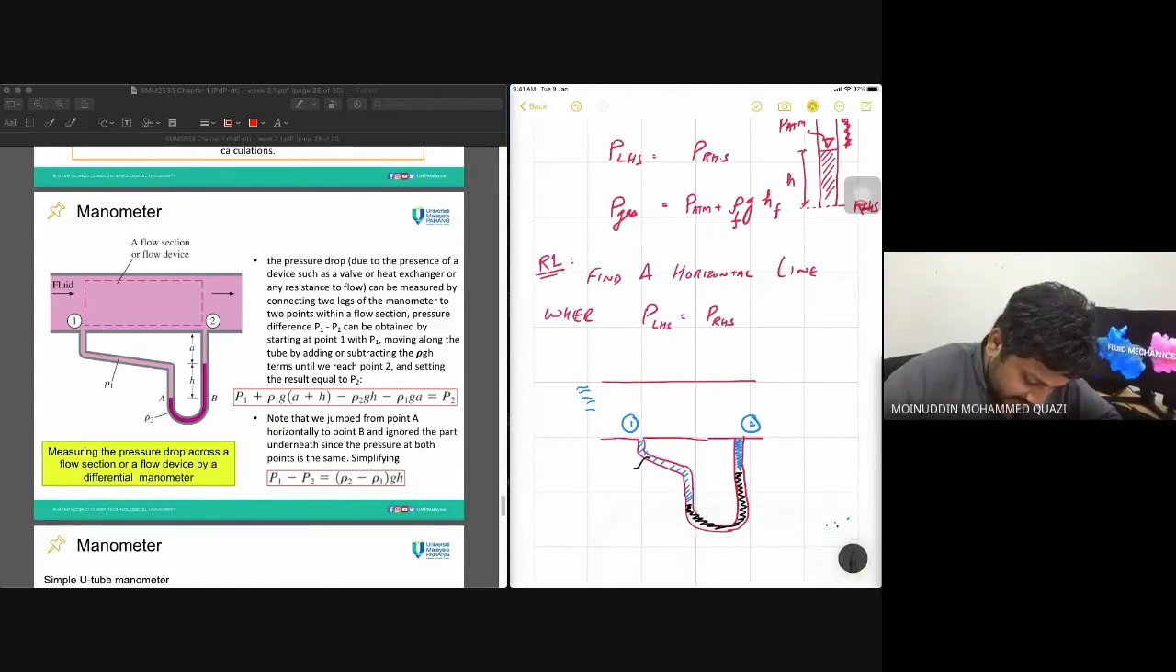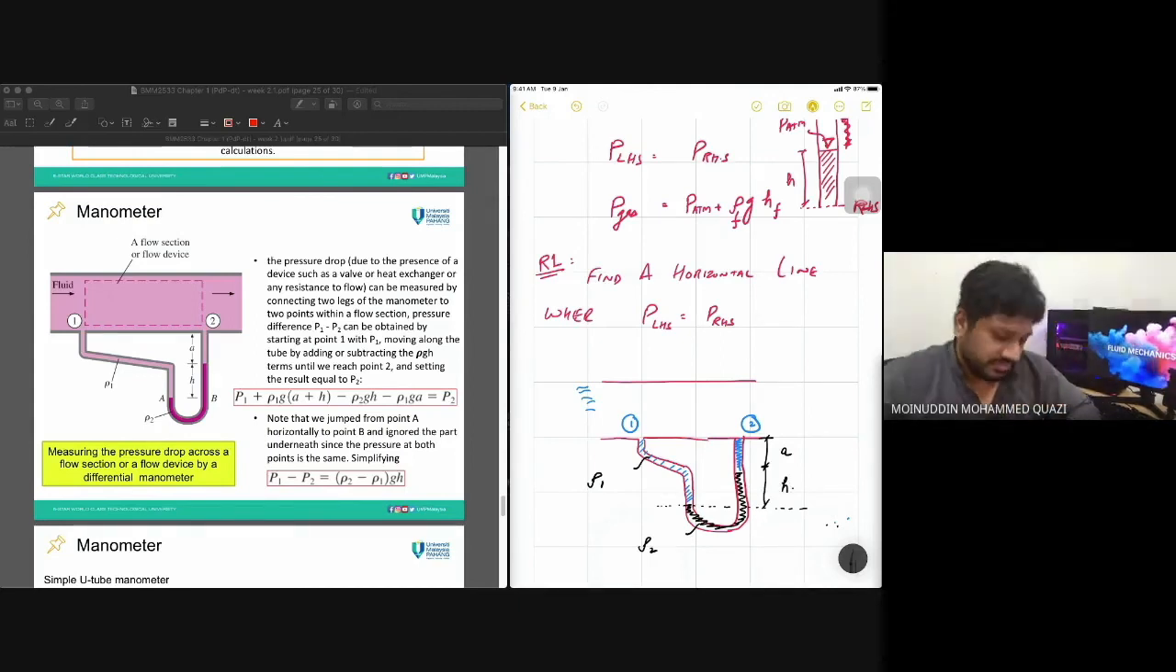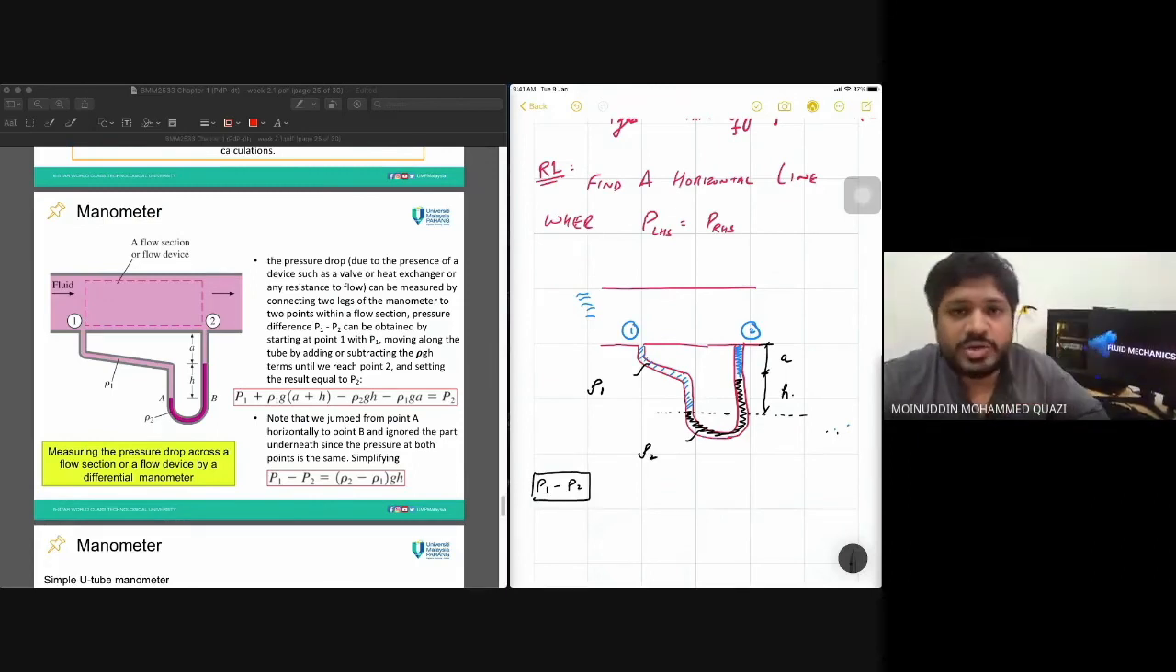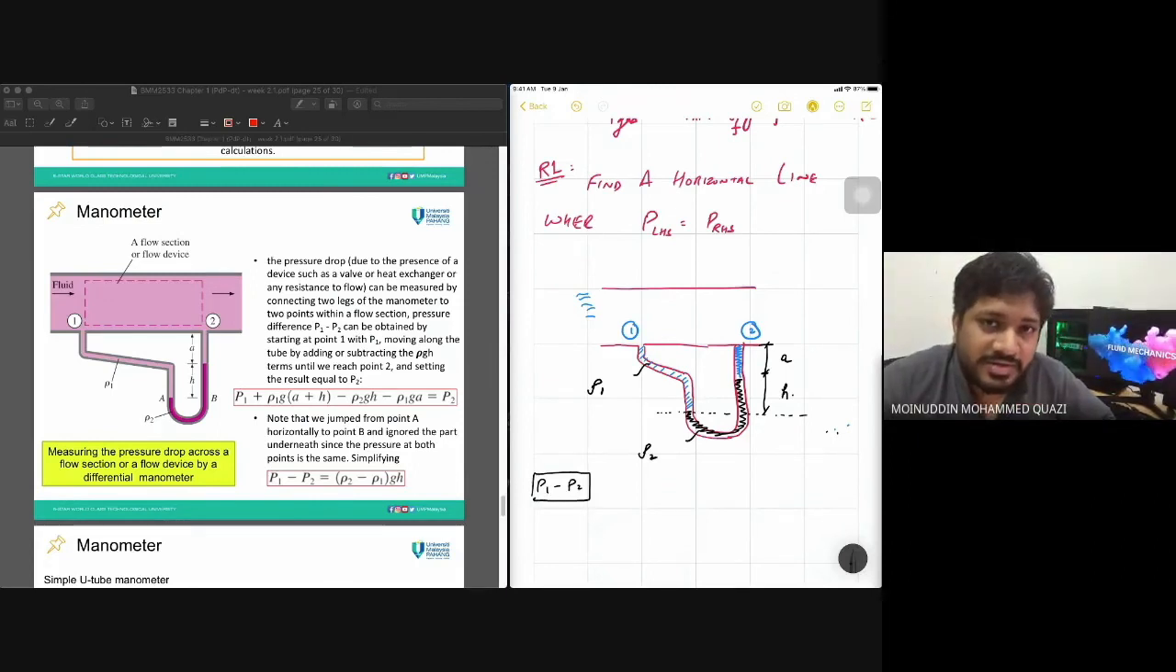This fluid has a density rho 1. This fluid has a density rho 2. The height from here to here is A. The height from here to here is H. Okay. Now manometer function is to measure pressure difference. So calculate pressure difference P1 minus P2. How to calculate? Remember rule number 1. Find a horizontal line where the pressure is equal.